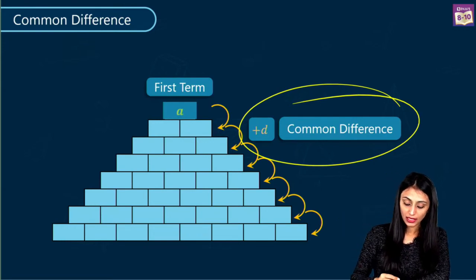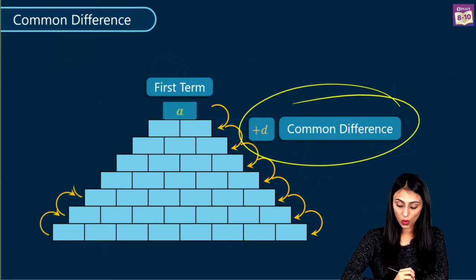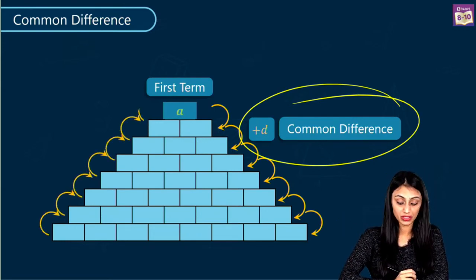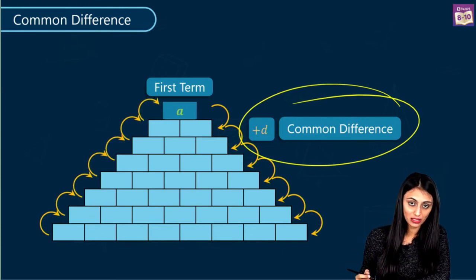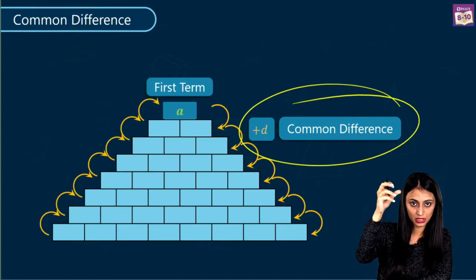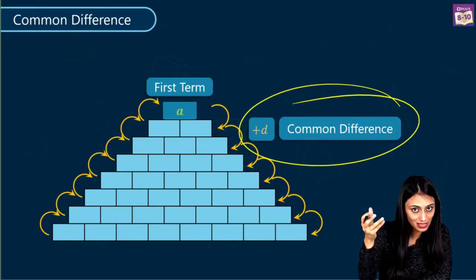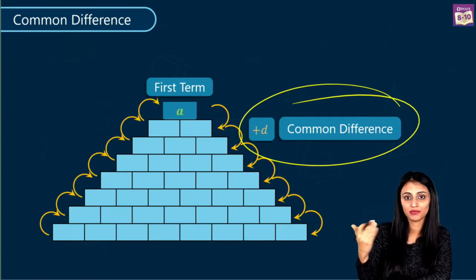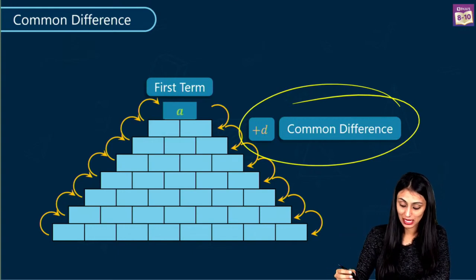Okay. But when we are going up, in that case the common difference is going to be negative, right? As I said, because when you are going up, the size over here is decreasing. I mean the number of bricks is decreasing. So when you find out the common difference, it's going to be negative in that case.